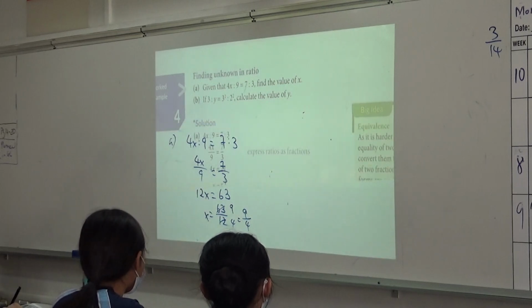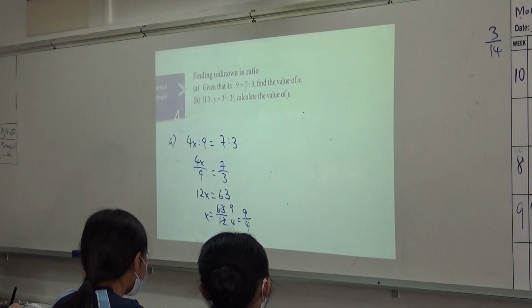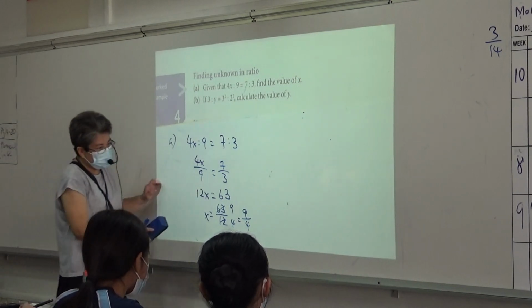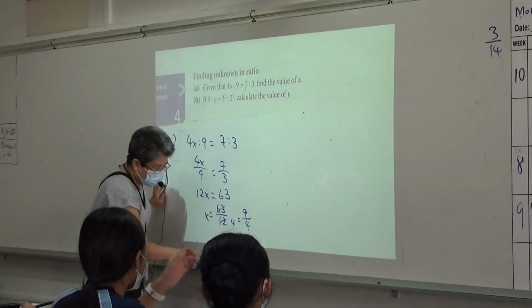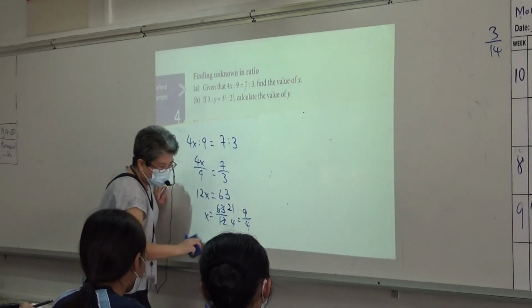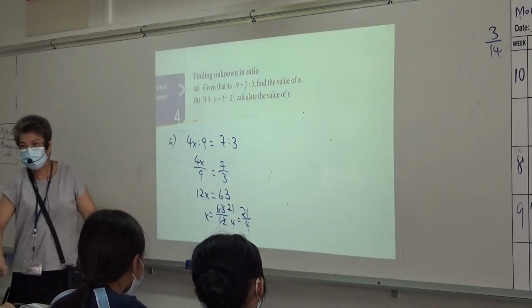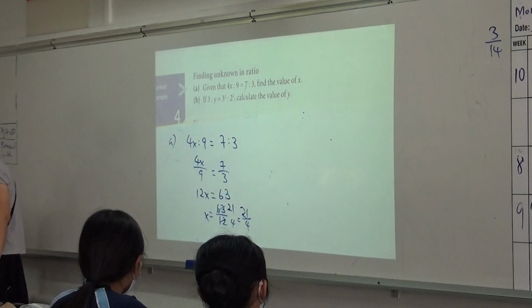Did I make a mistake? I made a mistake, right? What did I make? Yes, I divided by 3, this is what? 21. So this is 21 over 4, right? My mistake there. Everybody okay?